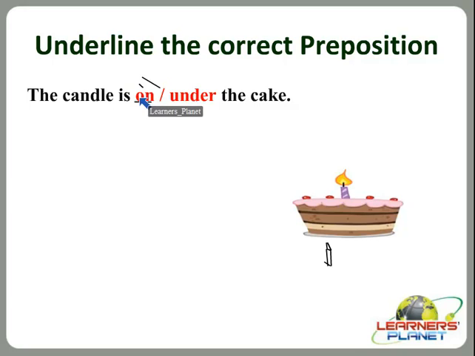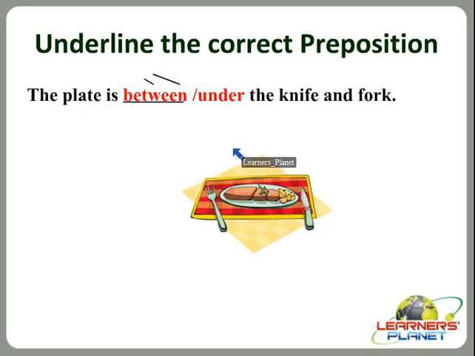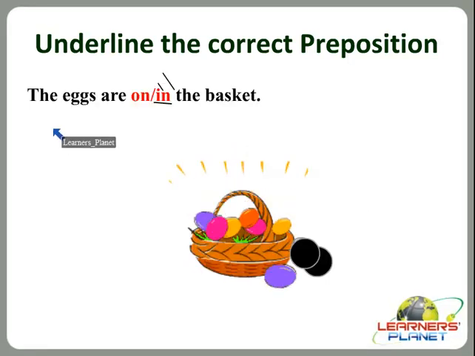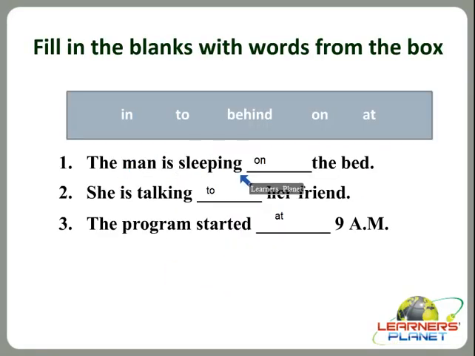The candle is on the cake. On. The thief was hiding behind the door and police could not catch him. So the correct preposition is behind. The plate is between the knife and the fork. Next, the eggs are in the basket. The man is sleeping on the bed. She is talking to her friend. The program started at 9 a.m.